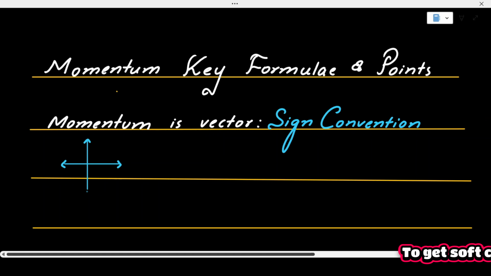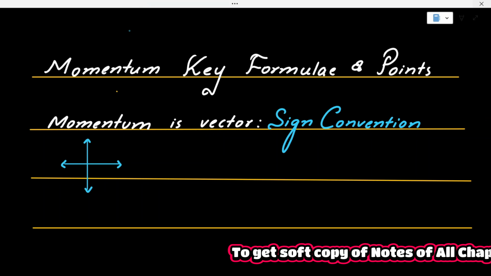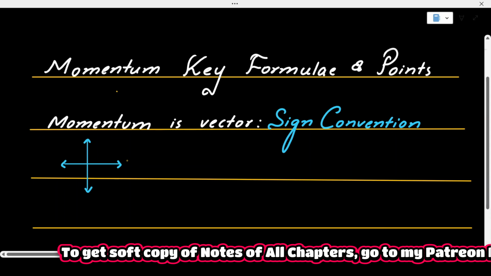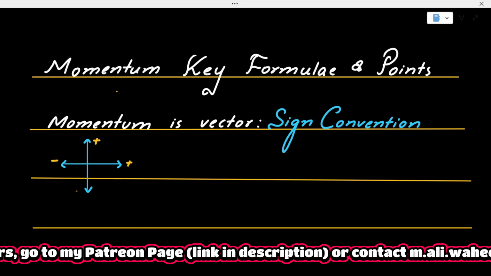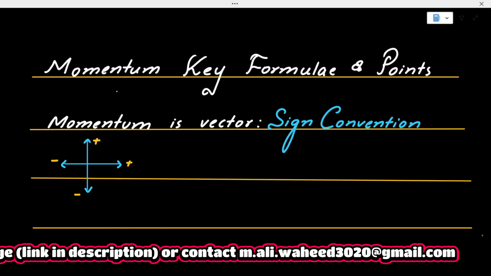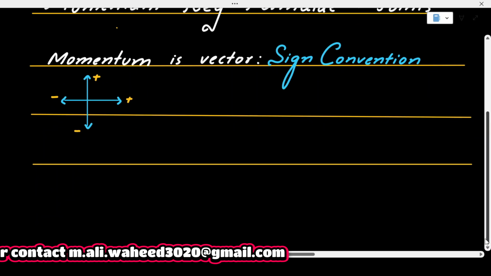If an object is moving to the right side, momentum would be positive. It's moving upward, momentum will be positive. It's moving to the left side or downwards, momentum will be negative.